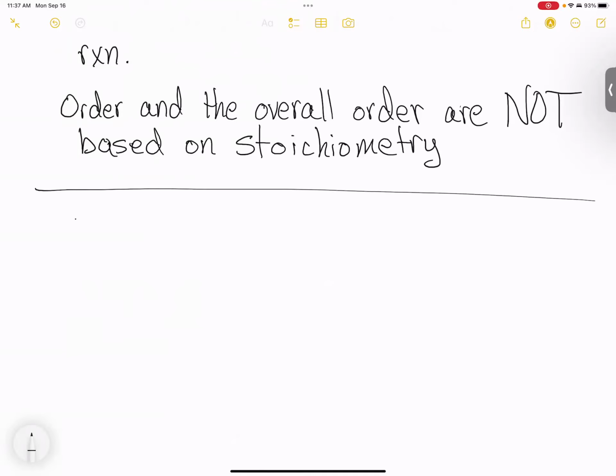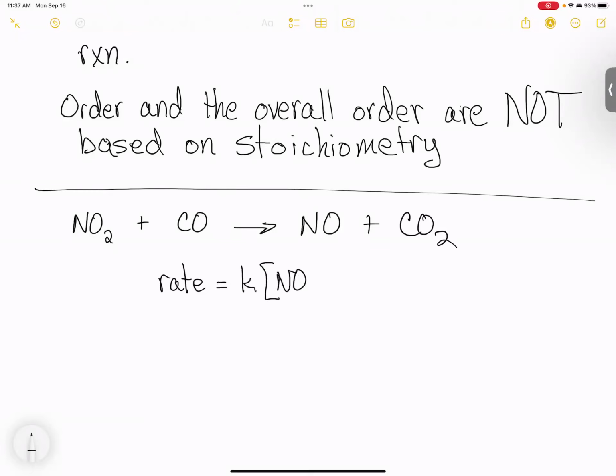NO2 reacts with carbon monoxide to form nitrogen monoxide and carbon dioxide. Experimentally, the rate law for this reaction was determined as rate is equal to K times the concentration of NO2, technically raised to the 1, but we often do not illustrate a 1. I don't care if you do or not, but oftentimes we don't illustrate the 1.